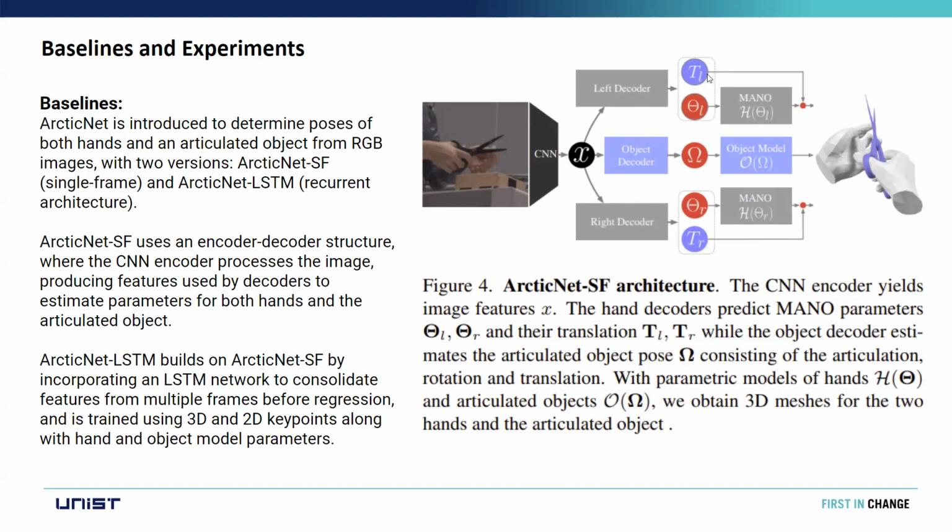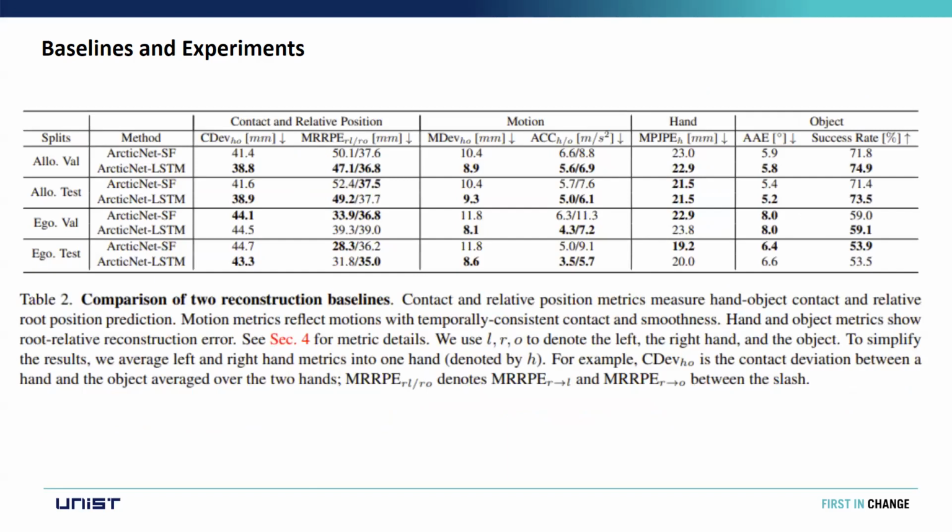So each decoder outputs some kind of parameter, TL for the left and TR for the right decoder. And given these parameters, the Bimanual model will produce the final 3D mesh for two hands and articulated objects. So this is the baseline for ArcticNet, which is responsible for reconstructing the object and the hand pose mesh. We can see here they provide two models, one using LSTM, a recurrent neural network, and one using the CNN model. In some motion accuracy errors the LSTM does better, and in others the CNN model does better.